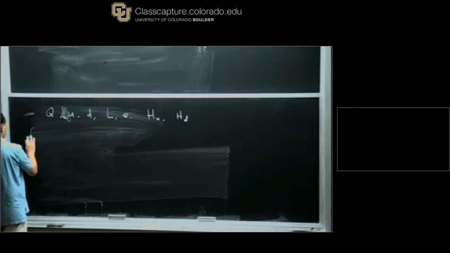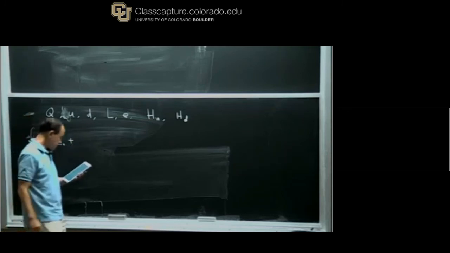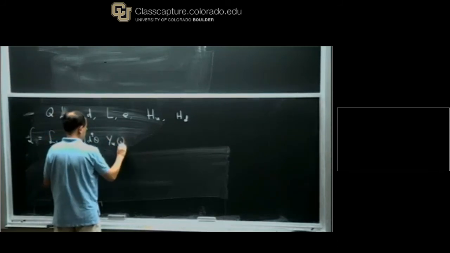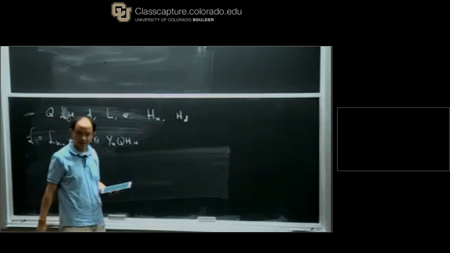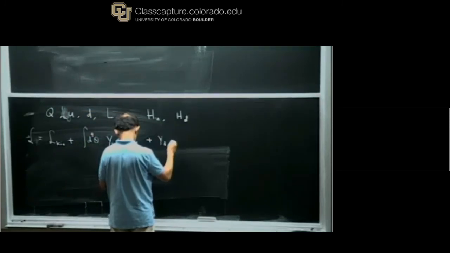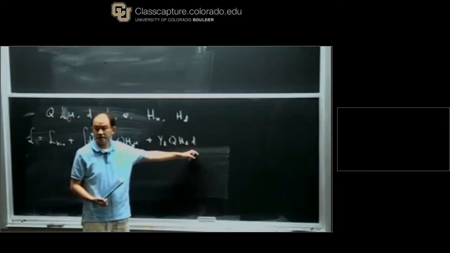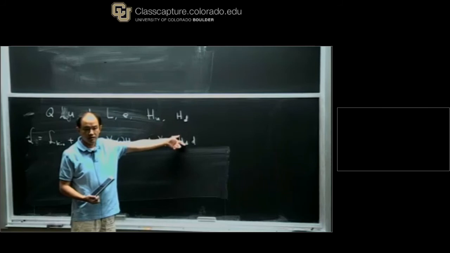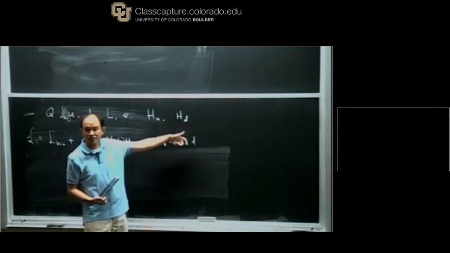I won't write the kinetic term. So there is some Lagrangian kinetic term, plus the Yukawa couplings. Your Yukawa couplings are like this: Y_U Q H_U U, except that this looks identical to the standard model, but now it should be understood that these are superfields. And Y_D Q H_D D. From this you see why I need a second Higgs doublet. In the standard model, what's here is the Higgs conjugate. The reason is that this combination has the opposite hypercharge of this combination, so you need a conjugated Higgs field.